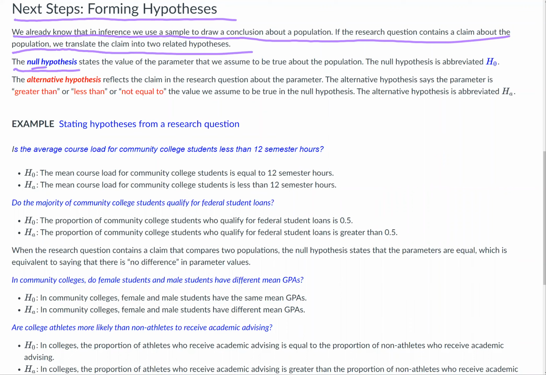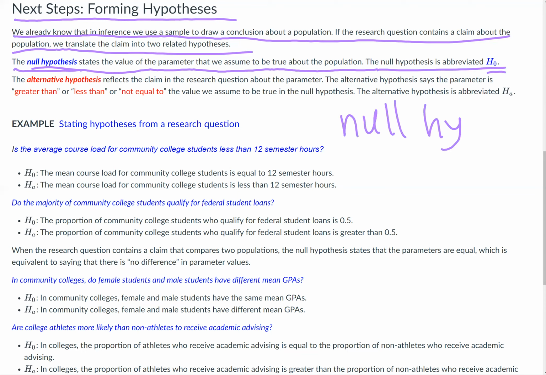First, the null hypothesis, which I don't think we've seen yet, states the value of the parameter that we assume to be true about the population. The null hypothesis is abbreviated H with a little zero, sub-zero they call it. Null hypothesis is H sub-zero, a little zero at the bottom.